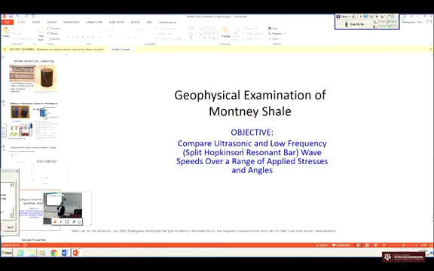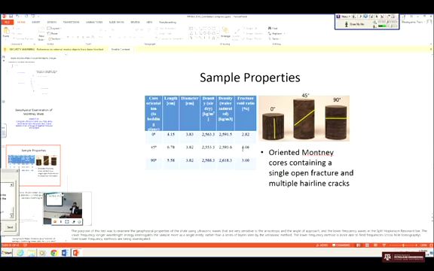laboratory. We have not had the chance to publish these results yet, but we will do that in the process of doing this. Another thing we're looking into is the comparison of ultrasonic and lower frequency wave speeds over a range of applied stress and angles. This is evaluation of the geophysical properties of Montney Shale. Again, we had to rely on Montney Shale because US core is very difficult to obtain. Companies do not want to part with this.